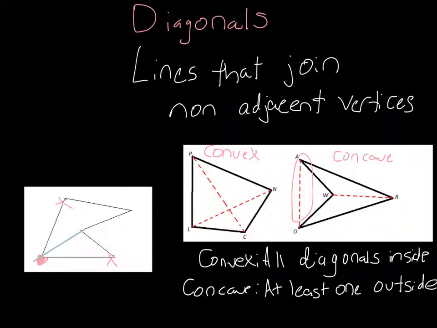But for now, we've reached all our goals. We understand what a regular shape is. We understand how to classify polygons, first according to whether they're concave or convex, secondly according to the number of sides they have, and thirdly we understand what a diagonal is.